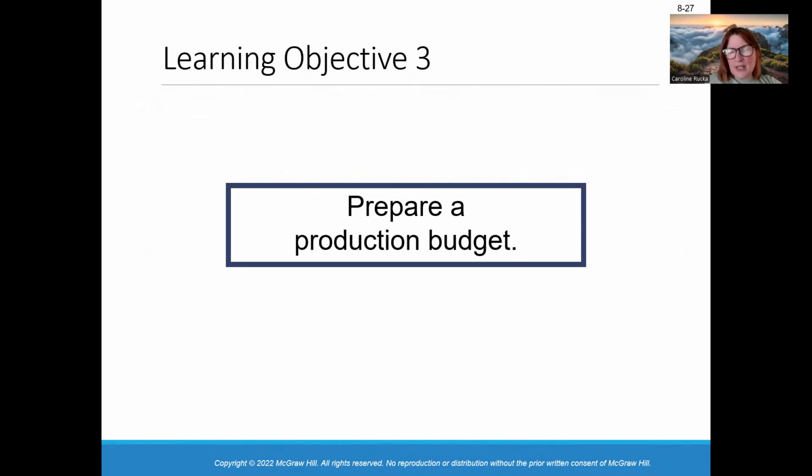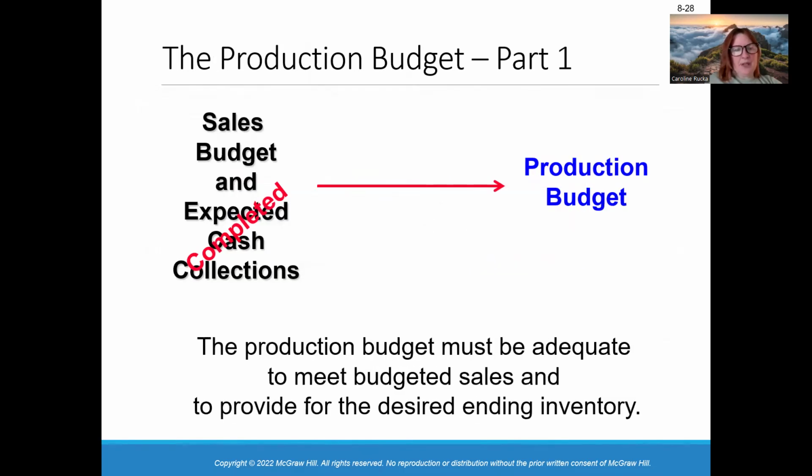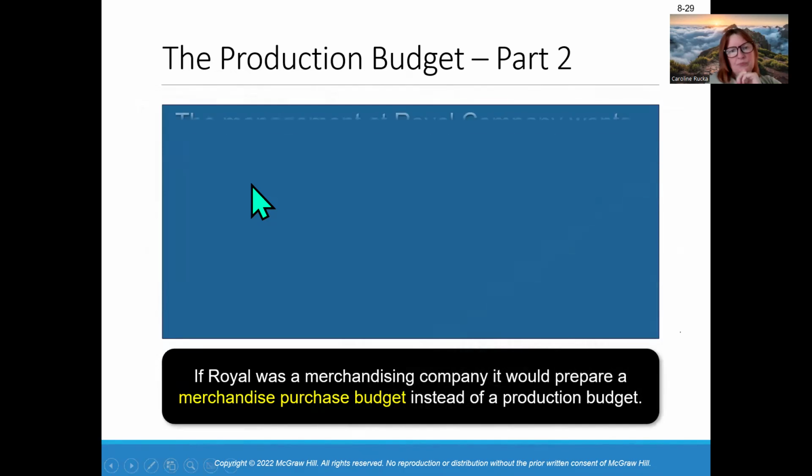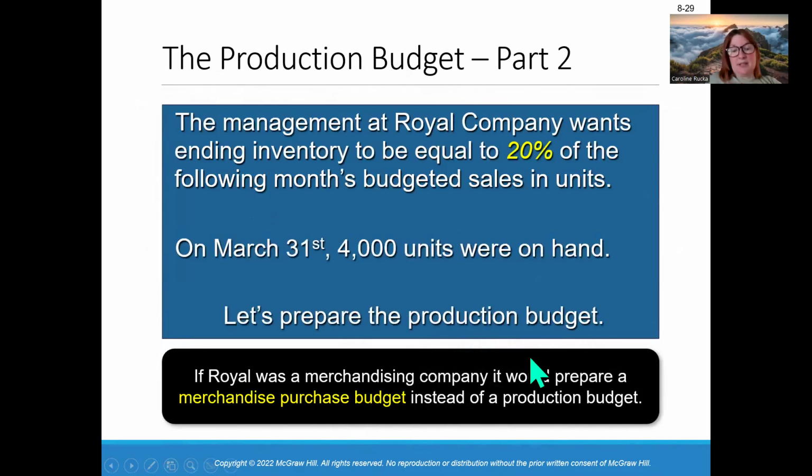Next is our production budget. We just completed our sales budget and our expected cash collections. That's going to flow into our production budget because now we need to know how much we have to make to fulfill these sales that we expect to make. The management at Royal Company wants ending inventory to be equal to 20% of the following month's budgeted sales in units. On March 31st, 4,000 units were on hand. Let's prepare the production budget.